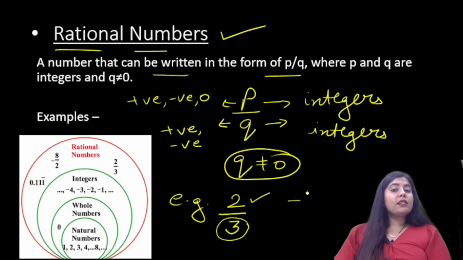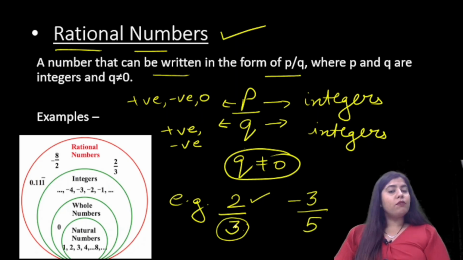Similarly, minus 3 upon 5. It is also in the form P by Q, where P and Q are integers and Q is not equal to 0, which means the denominator is not 0. So it is also a rational number.